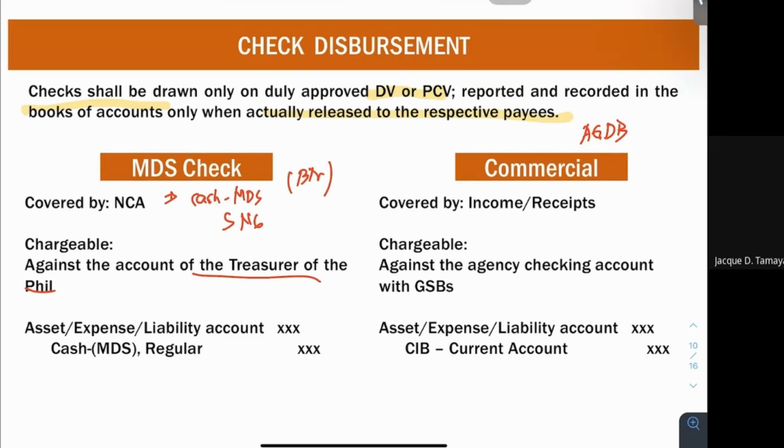Okay, so the differences are here. MDS check is covered by NCA, while your commercial checks are covered by your income or receipts of the agency itself. MDS check is chargeable against the Treasurer of the Philippines, while commercial check is chargeable against the agency checking account with the GSB or government servicing banks. And MDS check is credited to cash MDS regular, while your commercial check is credited to cash and bank current account. So that is your check disbursement.